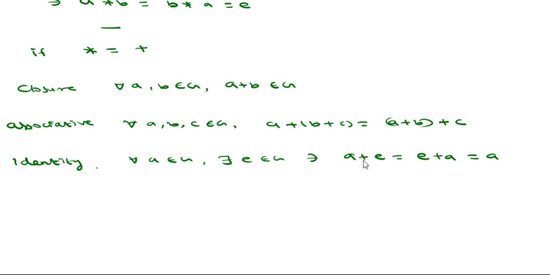Suppose we equate the first and last, so we get A plus E equals A. So here we will get E equal to 0. That is, if the operation is usual addition, then the identity element is 0.